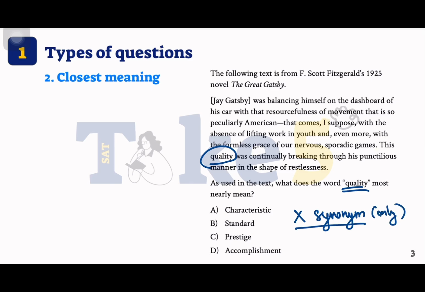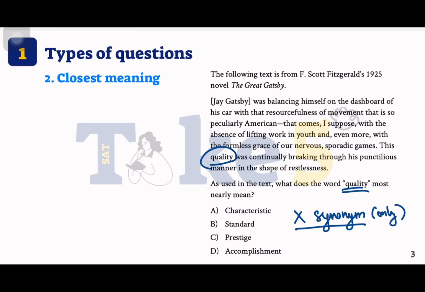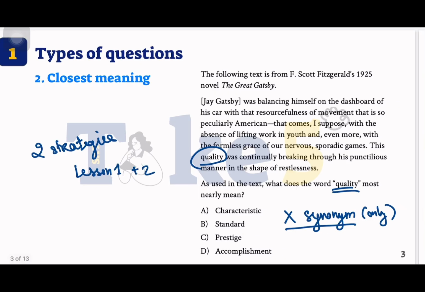It works sometimes, but it requires understanding the nuances of all the words and fitting the closest word to the given context. That being said, you will learn 2 strategies to tackle both questions, either to make an educated guess of the missing blank or to find the closest meaning of a given word. We will learn the first strategy today and the second one in the next lesson.